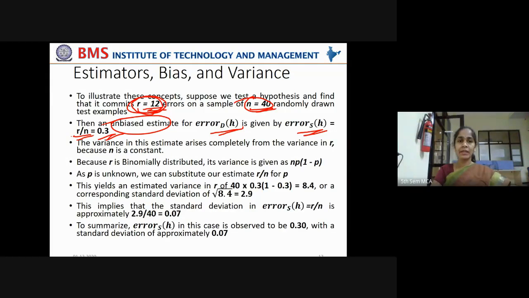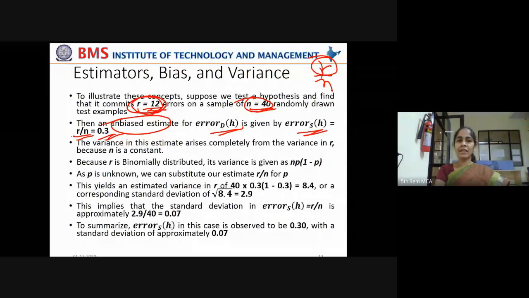an unbiased estimate. Right? So the variance in this estimate arises completely from the variance in R because N is a constant. Now consider whenever we are taking R by N, in this N is constant. Why? Because the number of data points we have taken is 40. Now when we are performing the experiment, does the number of data points in the sample change? No. Only R will change. Only the number of predictions made, whether they are correct or wrong, that only will change. N will not change, though you repeat the experiment with different samples, right?